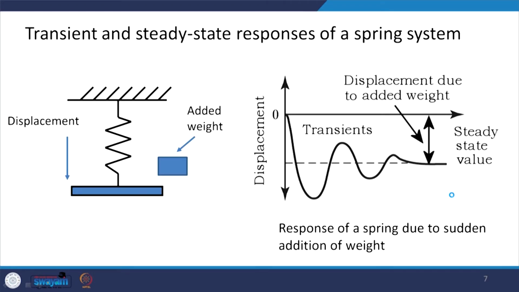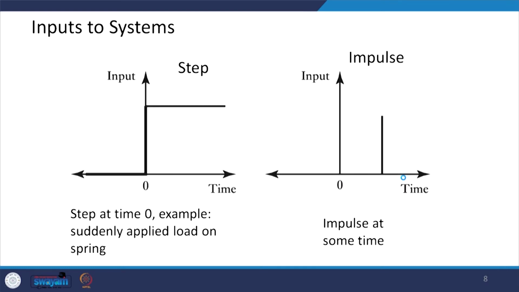To give an example of transient and steady state response, we can just consider a spring with a hanger at the end of the spring, and if I add a certain weight to that hanger, then the spring will be getting displaced. So, this is how the displacement of the spring looks if I plot it with time. So, this is basically our transient response, and this part is the steady state response. So, this is what I mean by the transient and steady state response.